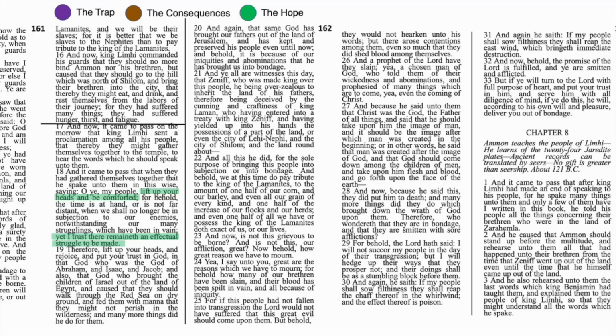And then, even if it works, they're still going to have to make their way back through the wilderness to the land of Zarahemla. Getting ourselves back to Zarahemla, or leaving behind the lands of the Lamanites, is typically going to require an effectual struggle. But, verse 19, "Lift up your heads and rejoice." Put your trust in God, and this will work. Same with us. If we put our trust in God, He can deliver us.